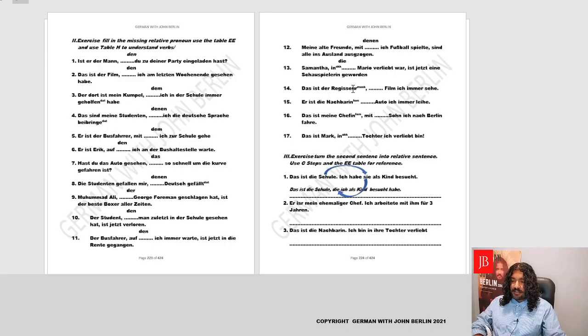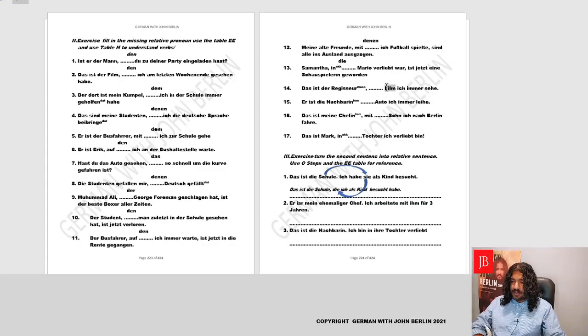Okay, das ist der Regisseur. Das Film ich immer sehe. Okay. Let's find out what it is. That is the director. Dash film I always see. So the verb is sehen, and the question here is who sees what of whose? Yes. So it's whose, genitive. Yes. Whose film I always see.